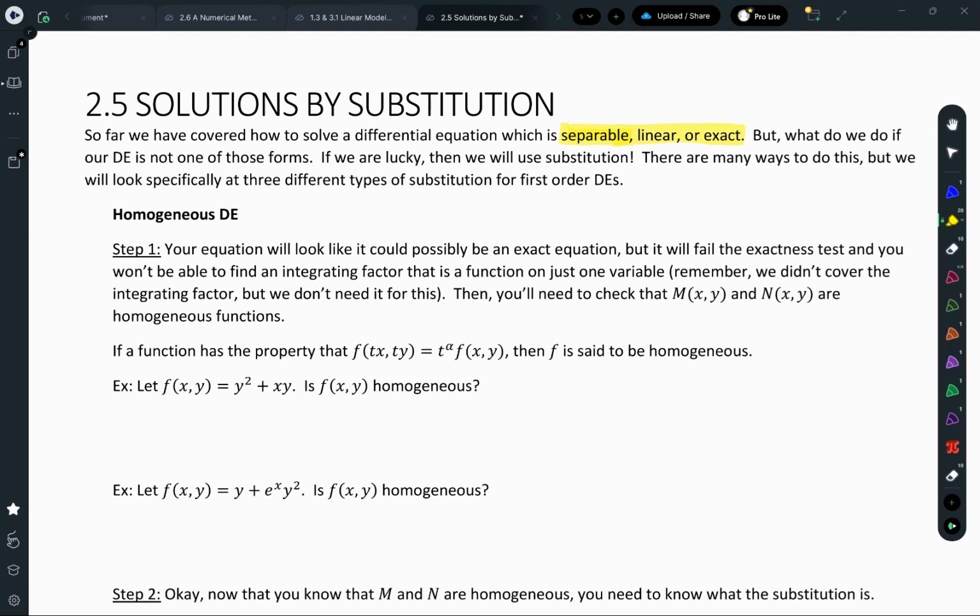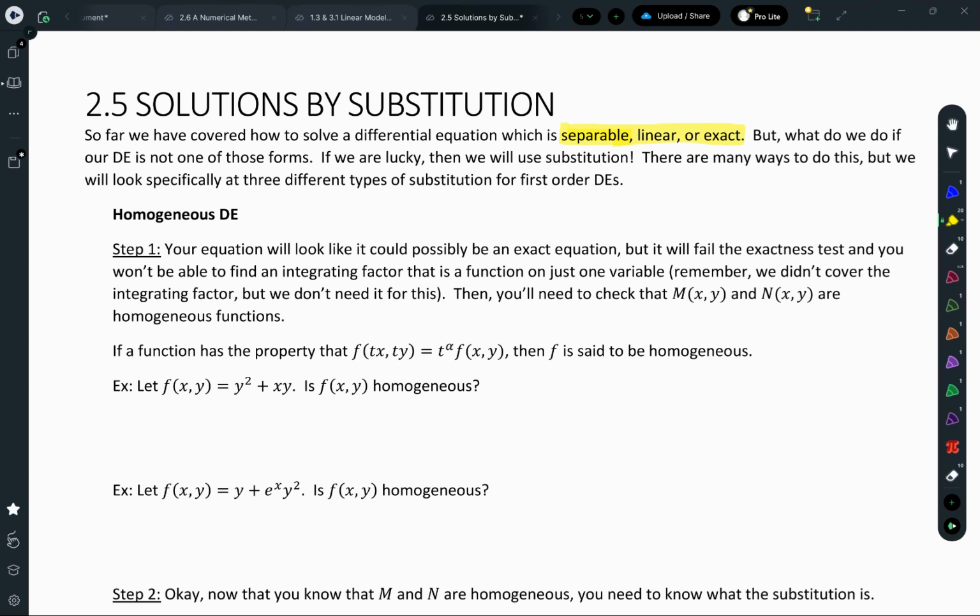Now, if our differential equation does not fall into the separable, linear, or exact, that's when we want to start asking ourselves, well, would a substitution work? Okay. And if a substitution doesn't work, then, well, we'll have to approximate a solution. And that's what the last section of chapter 2 is going to be about. We'll get there.